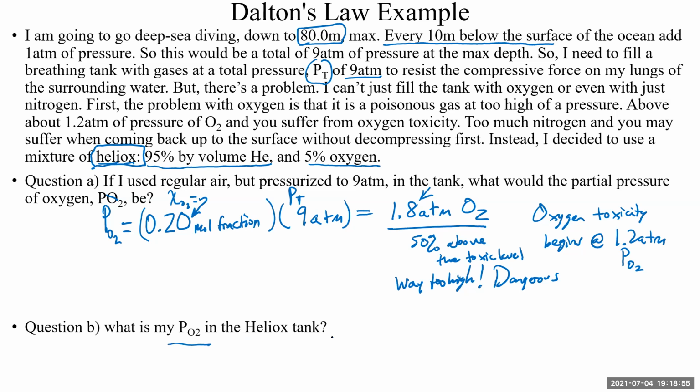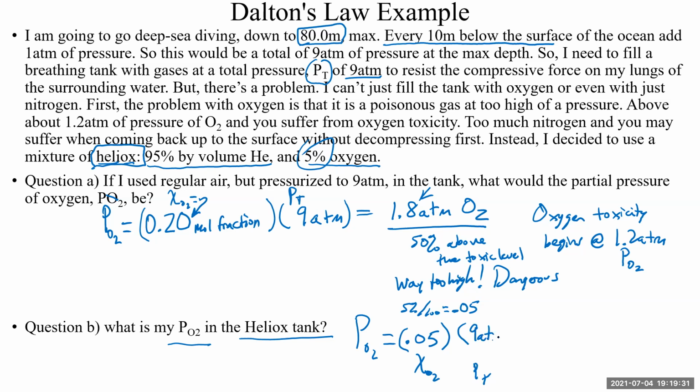Okay, so what is my partial pressure of oxygen in the heliox tank? Now, in the heliox tank, the partial pressure of O2 is what? Well, you're still going to have 9 atmospheres, but your mole fraction is 5%. Remember, 5% divided by 100 is 0.05. So our mole fraction of oxygen, which is our percentage converted to a decimal, is 0.05. That's our chi value for O2 in the heliox tank, multiplied by a total pressure. Again, it's still 9 atmospheres. So 0.05 times 9 is going to be 0.45 atmospheres.